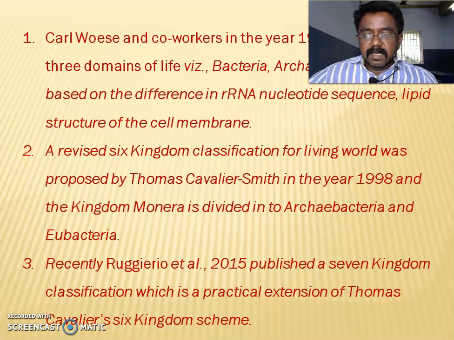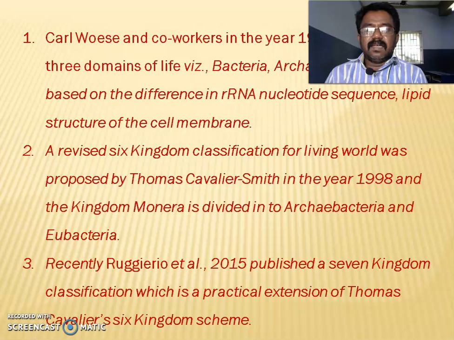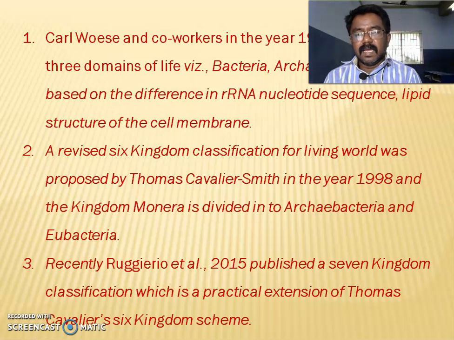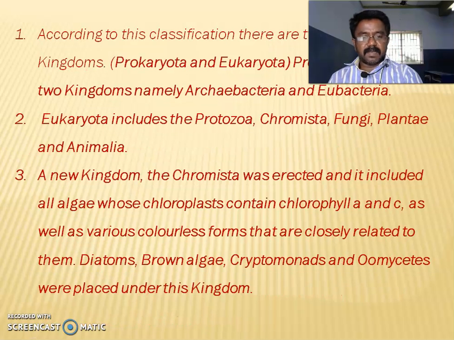A revised six kingdoms classification for the living world was proposed by Thomas Cavalier-Smith in the year 1998. Underline the word. The kingdom Monera is divided into archaeobacteria and eubacteria. Recently, Ruggiero et al. in 2015 published a 7-kingdom classification, which is a practical extension of Thomas Cavalier-Smith's 6-kingdom scheme.